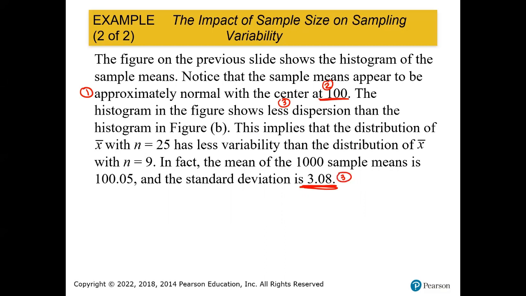So those are all the 3 things that we have. The distribution of means with sample size of 25 has less variability than the sample of size 9. What does that mean? It means it's less spread out. So the more that are in my sample, the closer my averages are going to be to each other, meaning my standard deviation is going to be smaller.